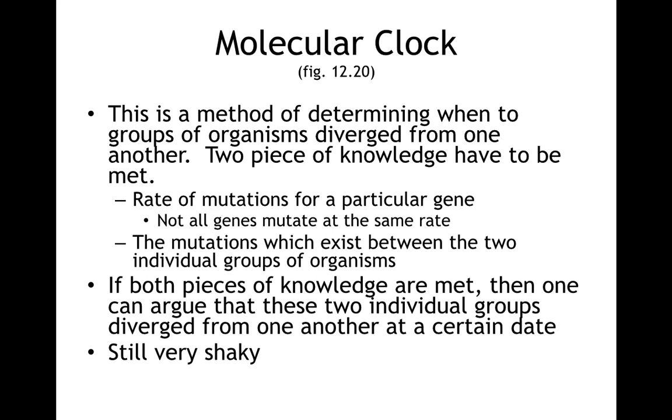So if they mutate, it's a bigger effect. Some genes can mutate more frequently. It doesn't have much of an effect on the organism. Okay? Mutations which exist between the 2 individual groups of organisms must be measured. But based upon this, if you have the knowledge met, you can come up with a general idea of when 2 organisms separated from each other based upon the amount of mutations that have occurred between the 2 organisms. So this is one of the methods we use to determine the evolutionary history of humans.